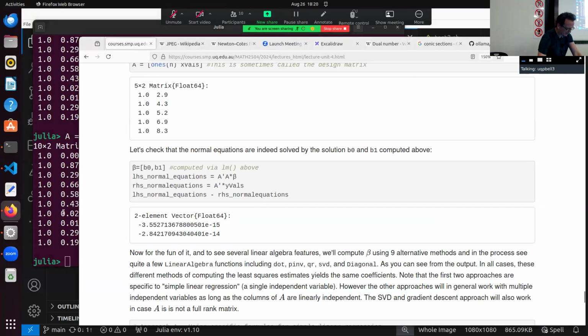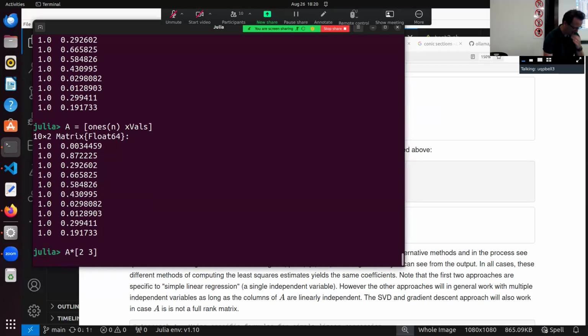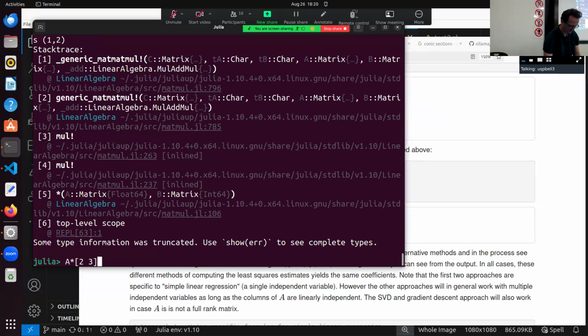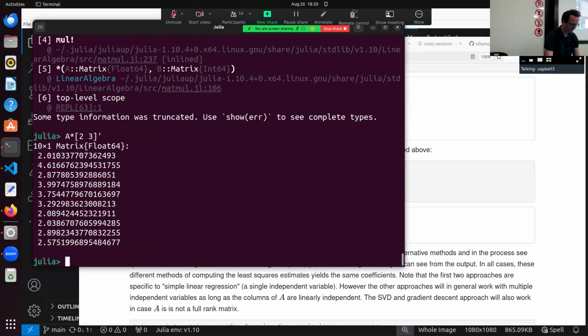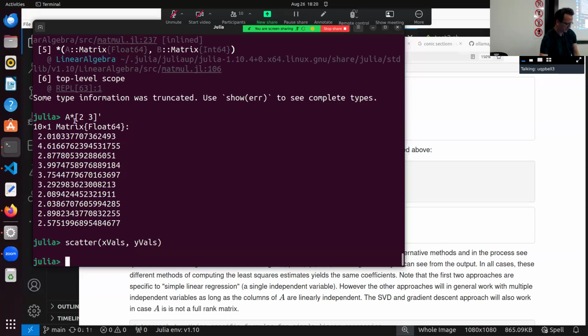How would we actually solve for these? So if we did A times 2, 3, did I get the shape right? There we go. Let's just see what I did. Scatter, x values. So we know what the answer is, so I've just put the solution vector 2, 3 in there. Hopefully I got that the right way around. We'll see pretty shortly. Plot.